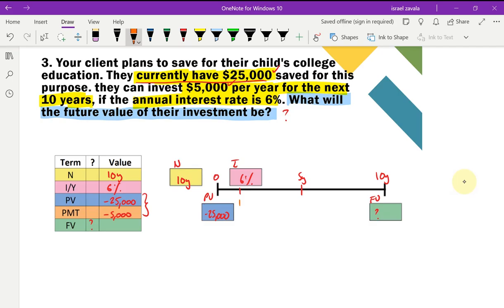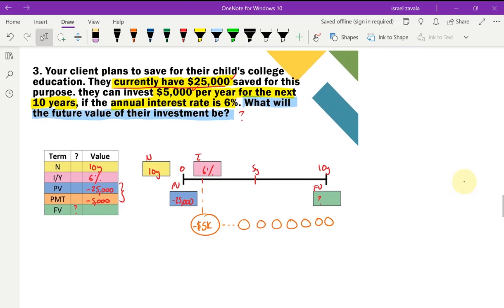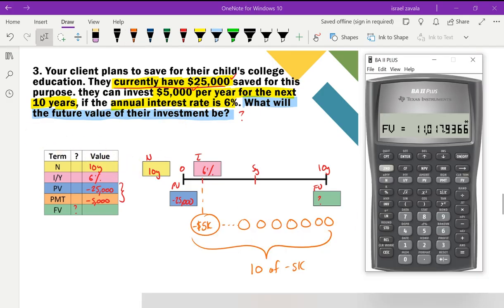So I'm going to pull my stream of payments here, and that's going to be negative 5,000. So you have to imagine basically a stream of 10 other little bubbles, right, for each of the years, each one of those containing a $5,000 payment. I'm not going to do that because it won't fit anyways. But I hope at this point you guys can visualize that this represents 10 payments of $5,000, right?